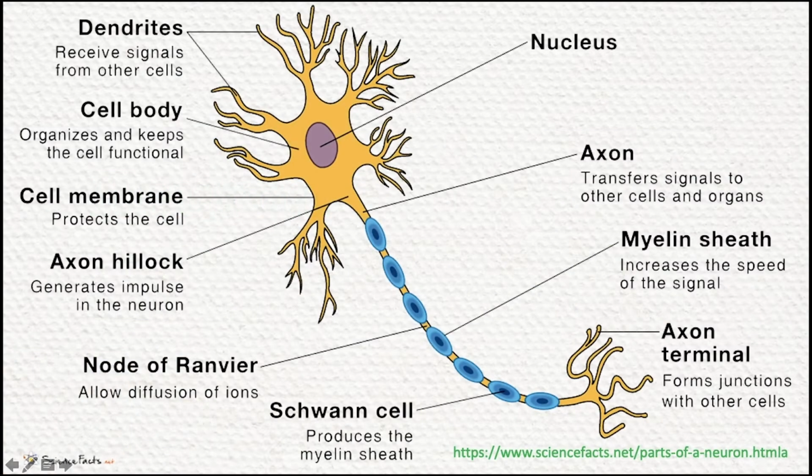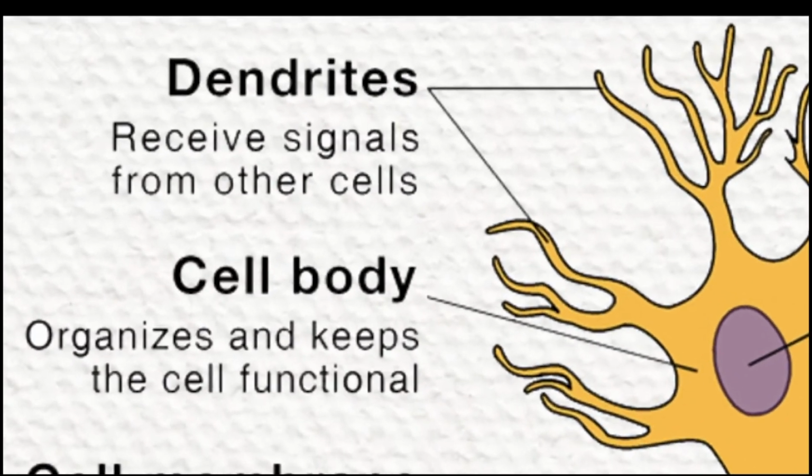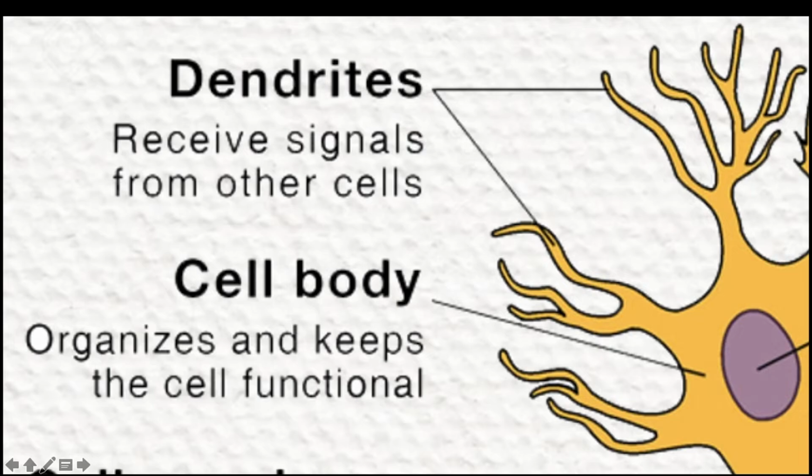These are the parts of the neuron. Shown in this diagram, the basic parts include the dendrites, the cell body, and of course the cell membrane. We also have the axon, which contains the axon hillock and terminals, and certain other accessories like the Schwann cell, which forms the myelin sheath, and the spaces between them, which are the nodes of Ranvier, and of course the nucleus. The dendrites are the ones that receive the signal from other cells.